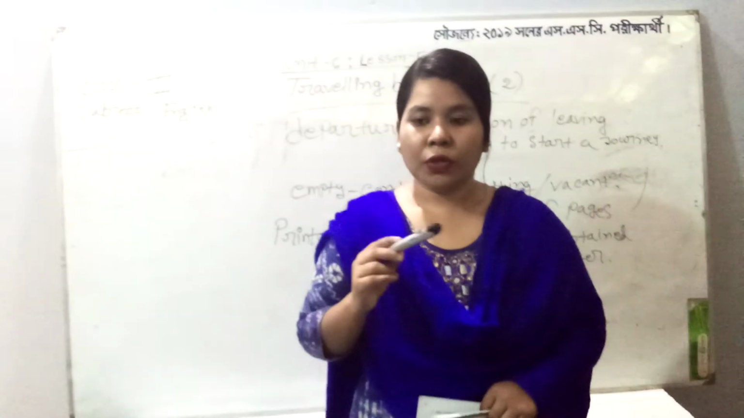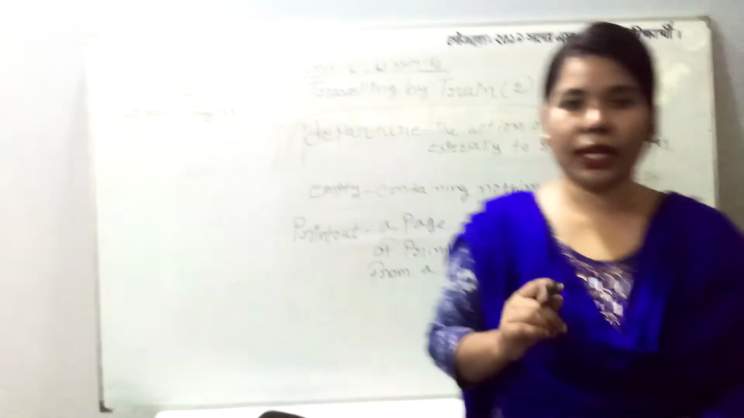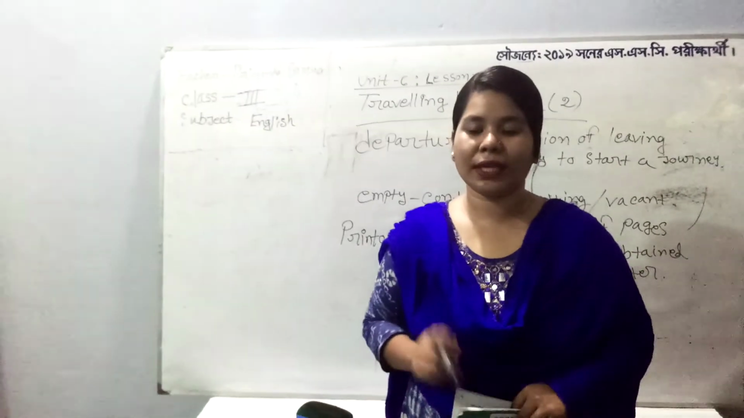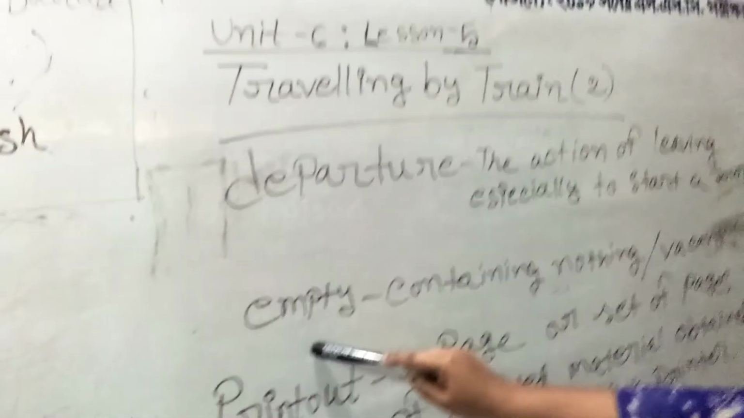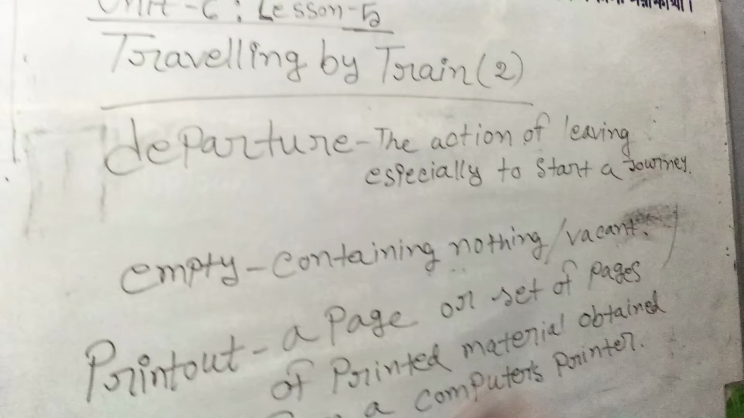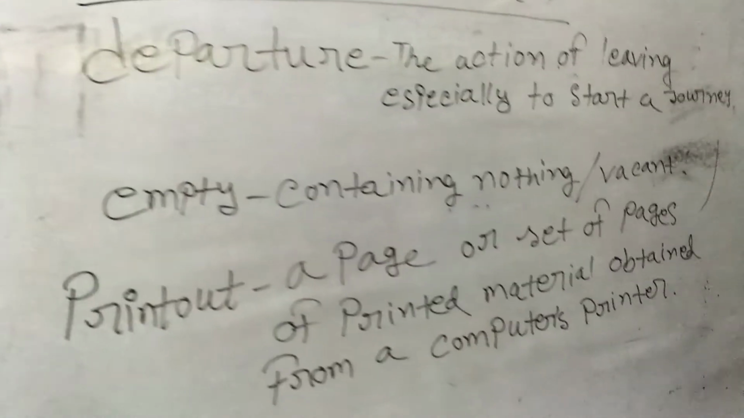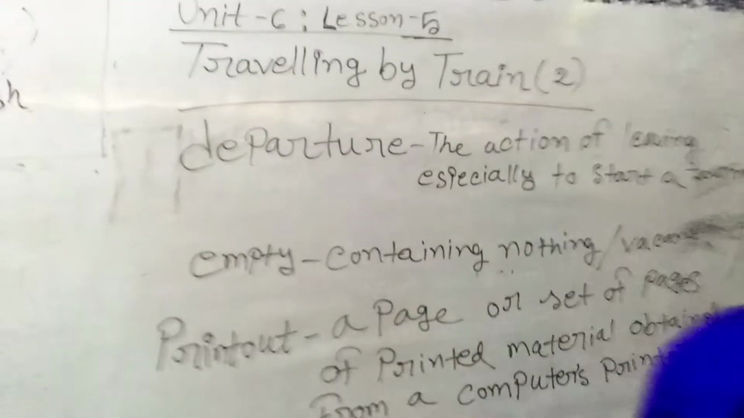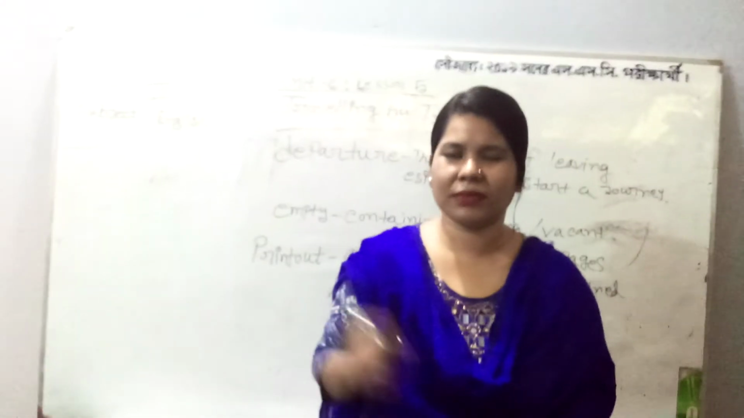See, there are some keywords that are very familiar, but still I chose them to write on the board and to give you the meaning of these words. So have a look. Number 1 is departure. Departure means the action of leaving, especially to start a journey. Then empty. Empty means vacant or containing nothing. Then print out, which is very common in today's era. A printout is a page or set of pages of printed material obtained from a computer's printer. These are the 3 most important words given in your book. There are many more words, but I think these are the most important.